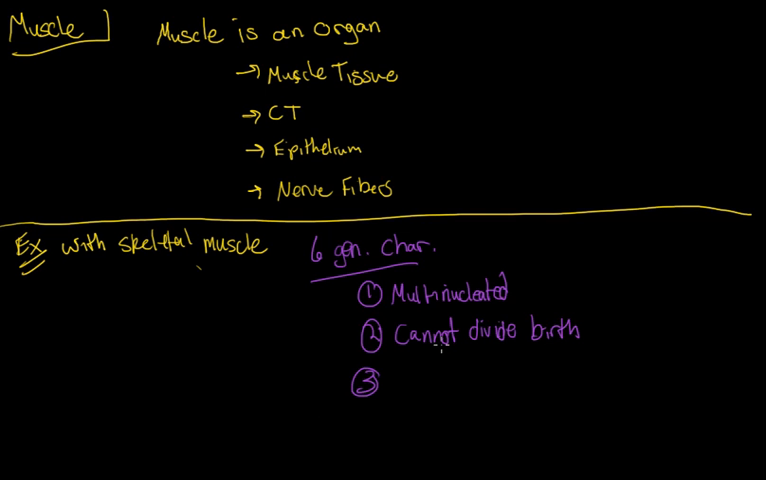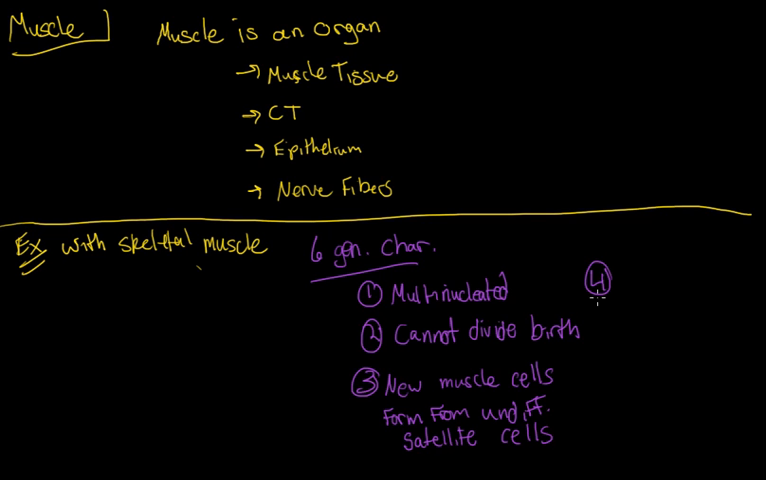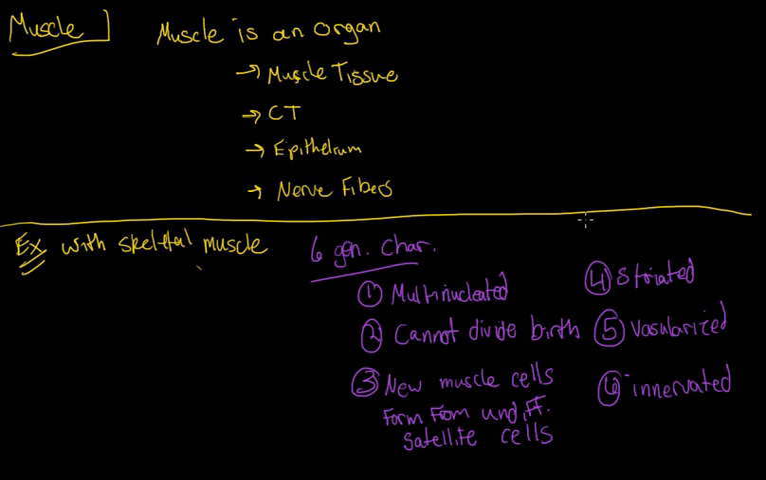However, new muscle cells can form from undifferentiated satellite cells. It's striated, vascularized, like I said before, and innervated. Those nerve fibers talked about before. And this vascularization is where we're going to find that epithelium.